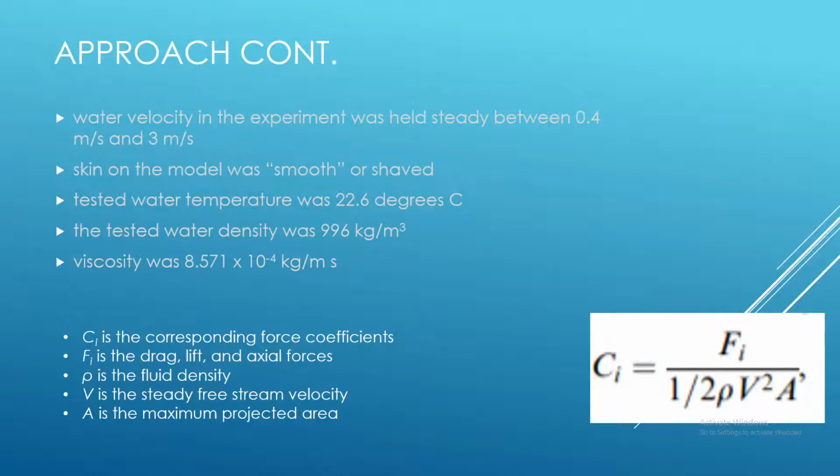The independent variables in this experiment were the angle of attack and the model and the fluid boundary velocity. The dependent variables were pressure and velocity of the fluid. Force was calculated after the experiment for the hand, arm, and the hand and arm combined using the equation shown on the screen. Ci is the corresponding force coefficients, Fi is the drag, lift, and axial forces, Rho is the fluid density, V is the steady free stream velocity of the fluid relative to the hand and arm, and A is the maximum projected area of the hand, arm, or the hand-arm combination, depending on what we're looking at.